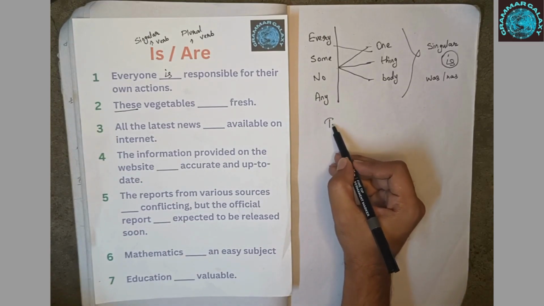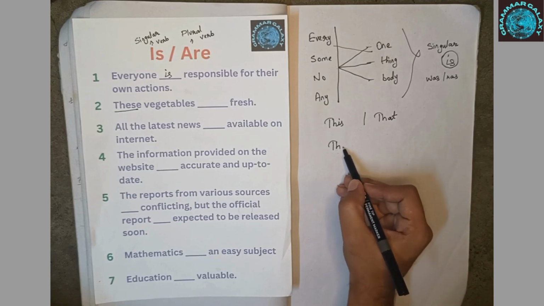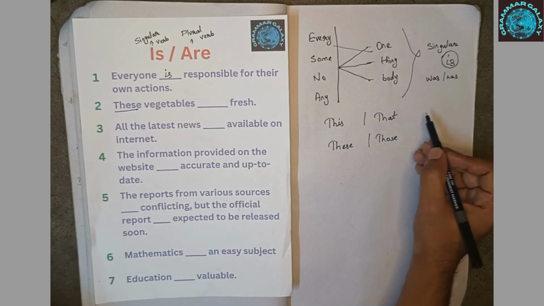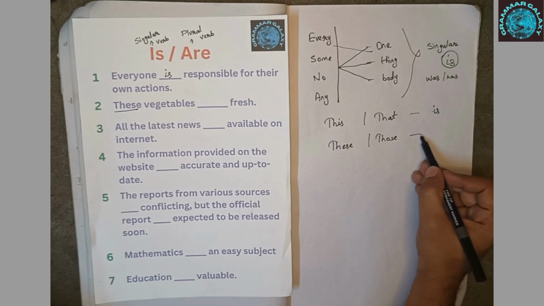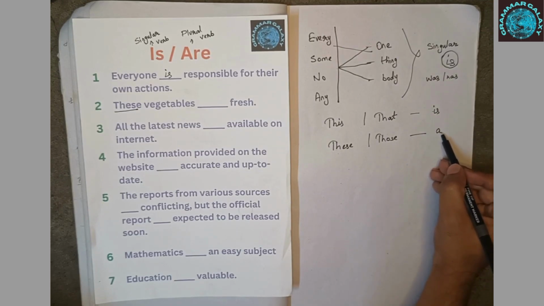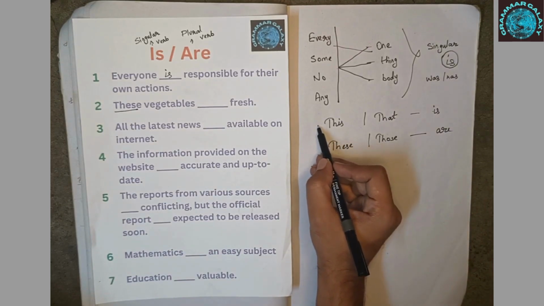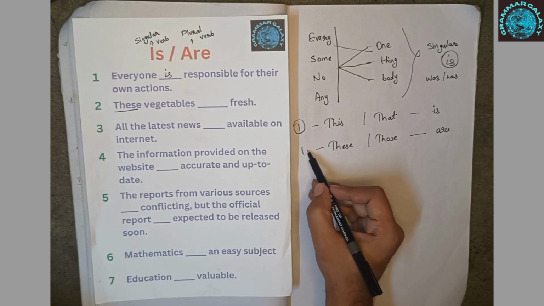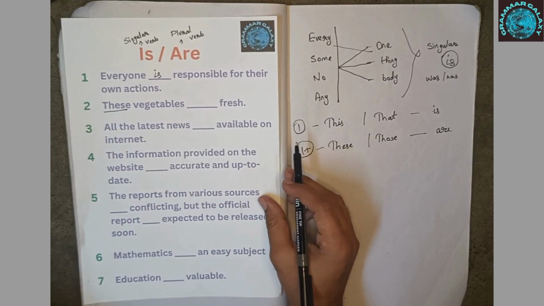So listen guys, whenever you have this or that, it is a singular subject that takes the singular verb is, and these and those are plural subjects. That means you are talking about more than one. Here you are only talking about one quantity, here more than one. So we use the plural verb, that is are, here.